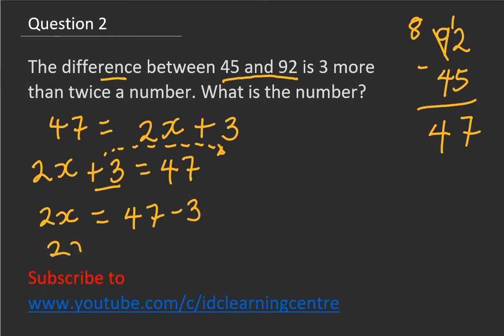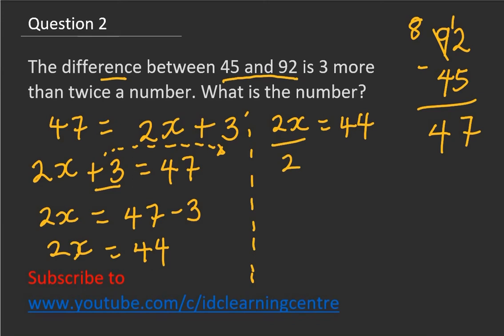So 2x equal to 47 minus 3 will give me 44. Alright, let me bring it up here. 2x equals 44. To get the value of x, I'm going to divide both sides by 2. 2 into 44 is 22. So x equals 22.